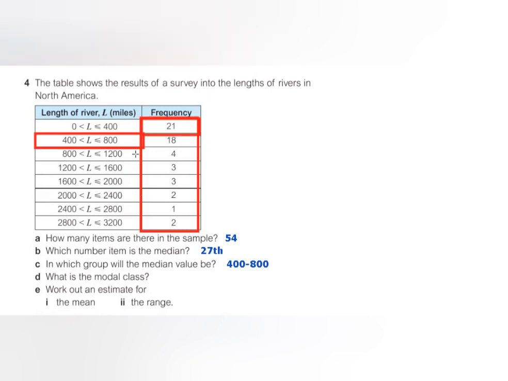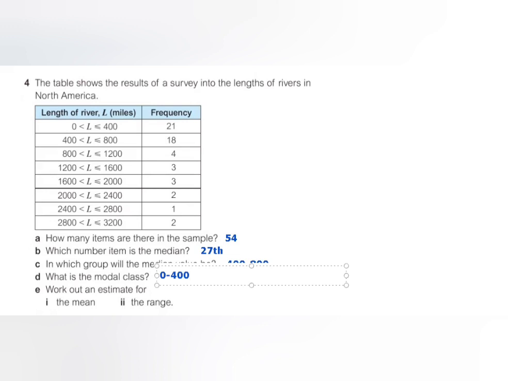It's the modal class. The group which is repeated 21 times is this group, which is from 0 to 400. So the answer, or the modal class, will be from 0 to 400. Okay, good. So we understand how we found the median and the place of the median, and we found the modal class. We said it's the most frequent, the highest frequency, this group, and it's the modal class.